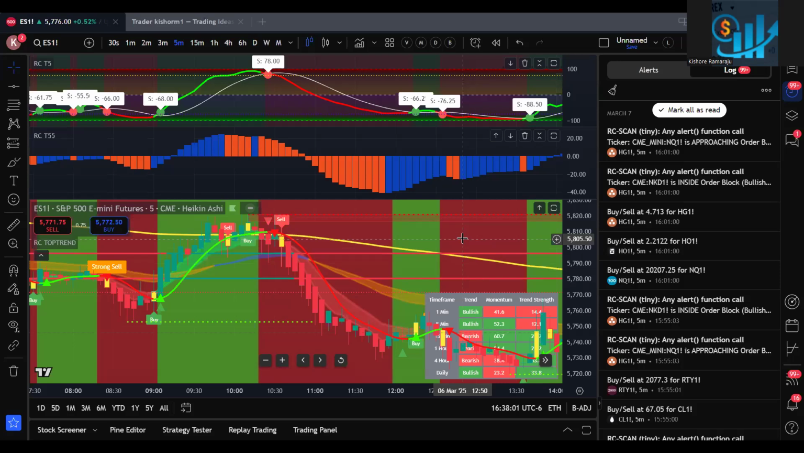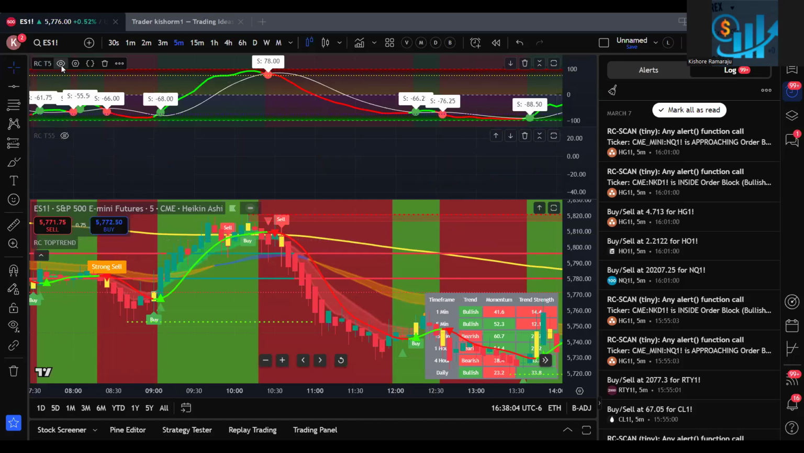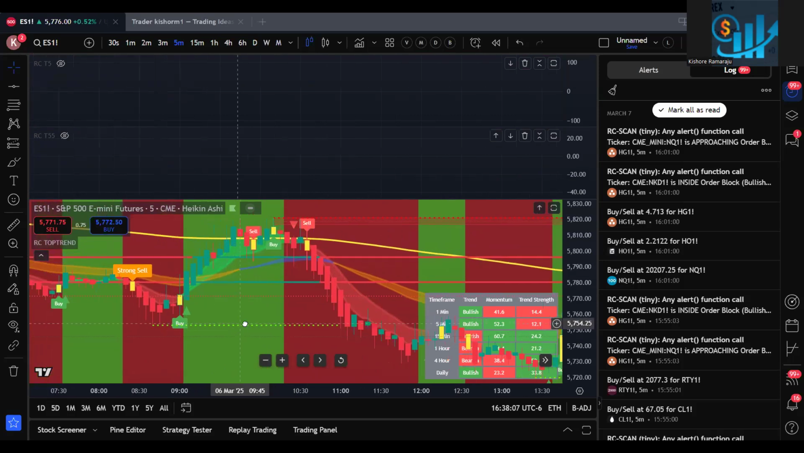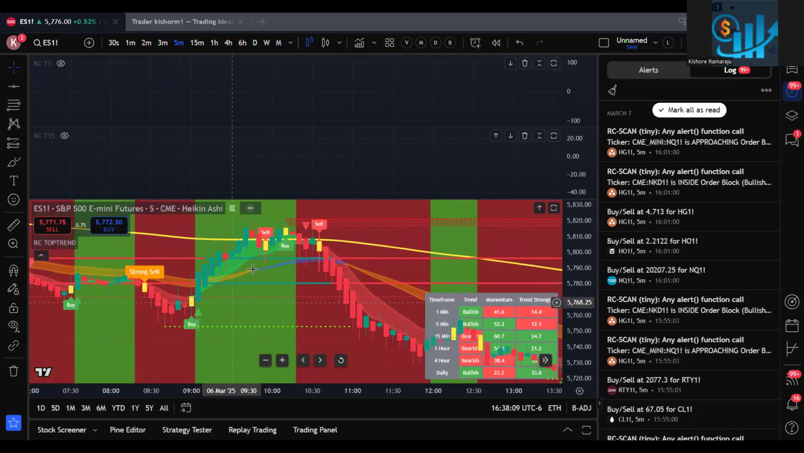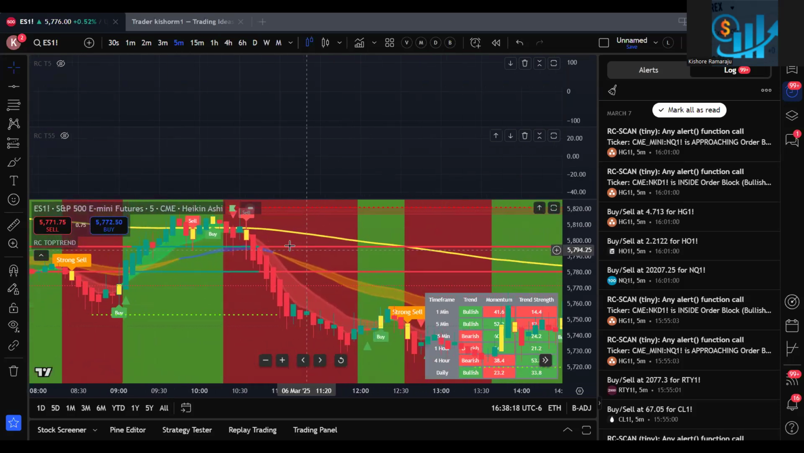So this particular indicator, let me hide the supporting indicators for a few minutes. If you see this, for example, you get a buy signal and your background is green. That means generally it is a good opportunity. Or you get a sell signal, your background is red. That means that is a good sell opportunity.